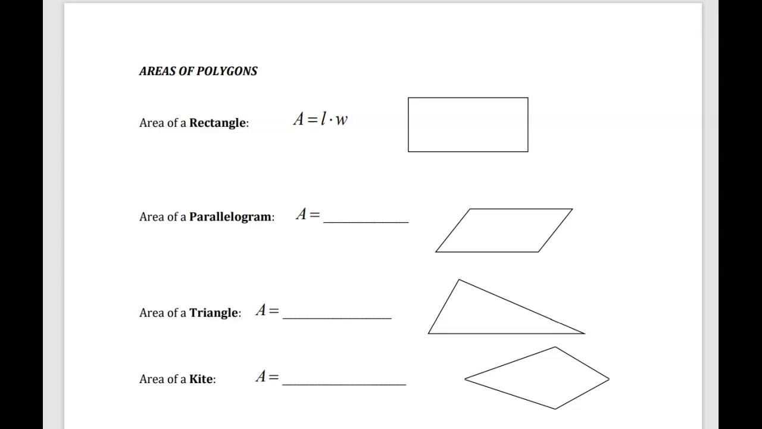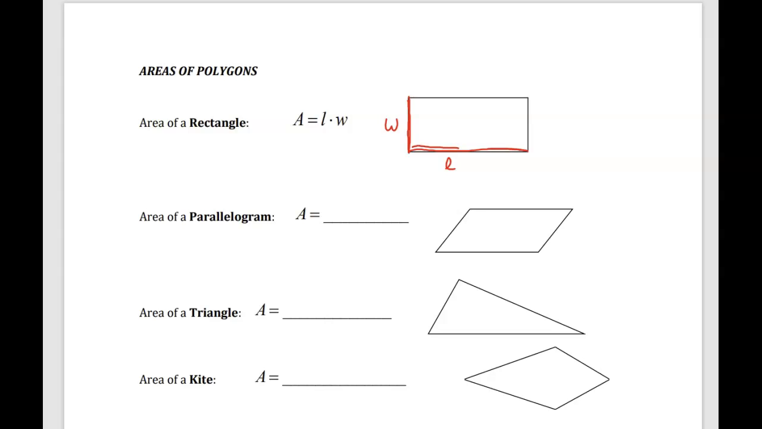Let's look at the area of some common polygons. Okay, now we're very familiar with the rectangle, and usually we look at this area as our length times our width. Most of us are fairly used to that.